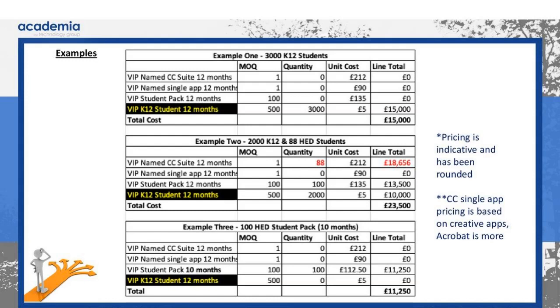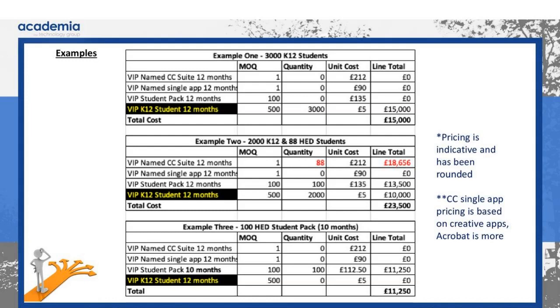So we'll go through the first option. The example here is an education establishment who have gone through the eligibility and have identified that their entire student population, all 3,000, qualify for K-12 licensing. Absolutely brilliant. The fourth option, with the black background, is the only one that's available to K-12, or only K-12 can qualify for this. This does have a high minimum order quantity of 500, but a unit cost of around £5. That's fairly low. So for this establishment, they could procure 3,000 K-12 licenses for 1 year at around £15,000.